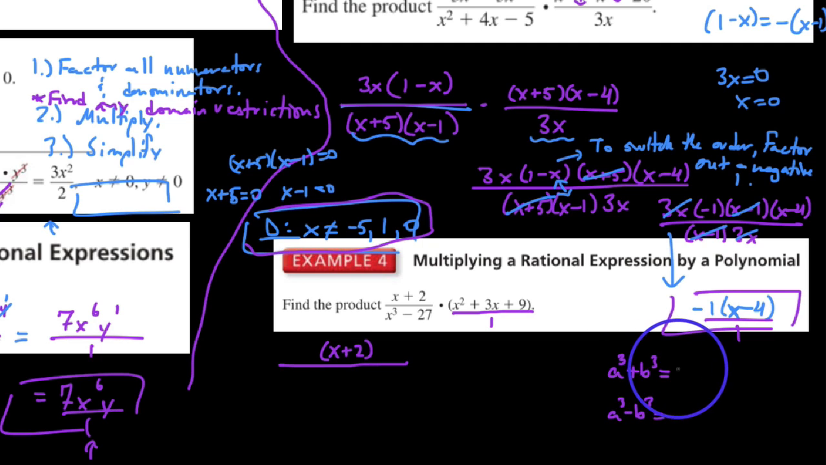We say if it's a sum of 2 cubes, then we're going to write the numbers that we cubed to get a cubed and b cubed in a binomial with the same sign as what we started with over here. So we have a plus b there. If we were to have a difference of 2 cubes, we would just say the cube root of a cubed minus the cube root of b cubed goes in our binomial here. And what we get is a trinomial on the right.